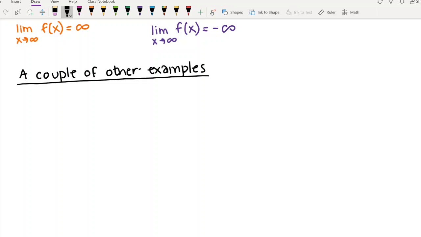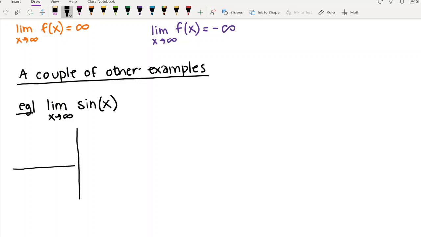So for example, let's say that you wanted to figure out what is the limit as x approaches infinity of sine of x. So I'd expect that you could graph the basic shape of this and try to use that to figure out what's going on. So let's sketch the graph of sine of x. So we know that it's a periodic function, right? So it goes up and down like this. It does the same thing over here.